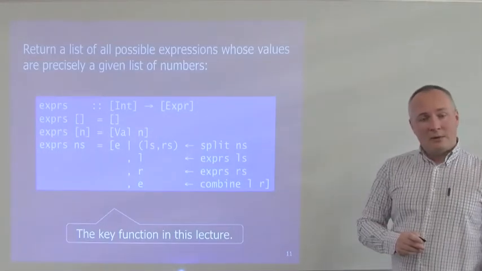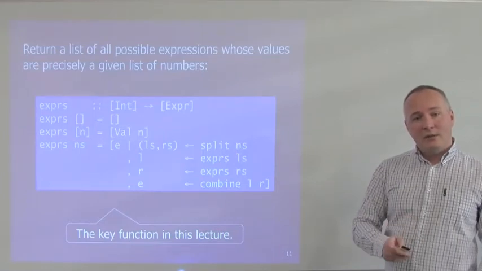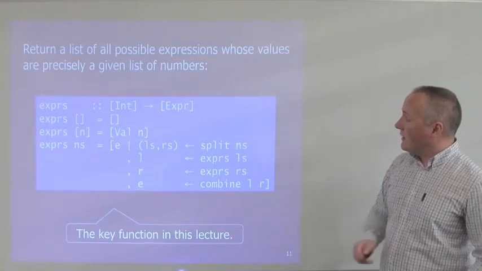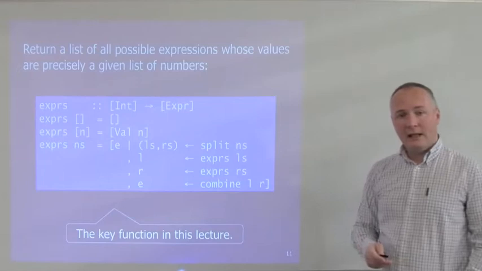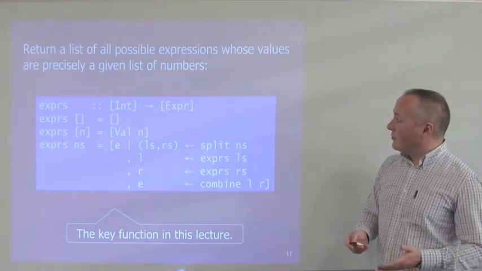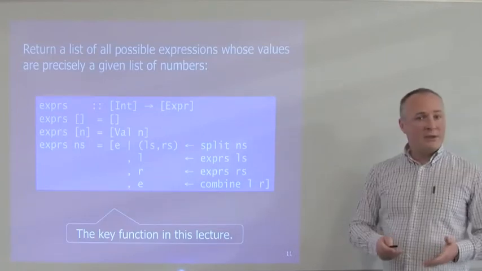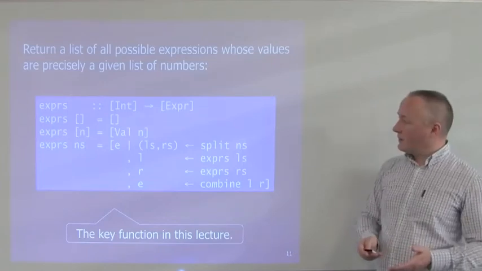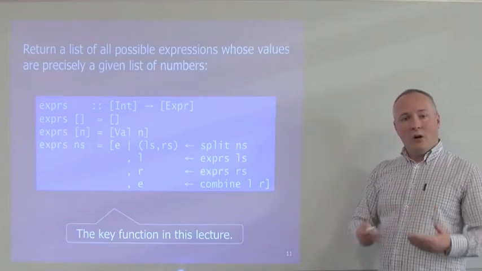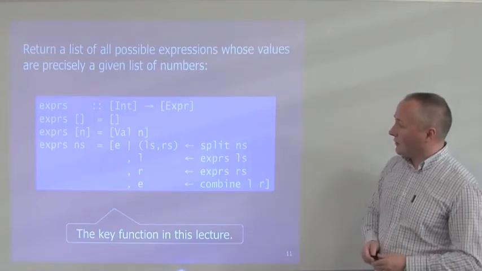This is probably the key function in the lecture. This is really the key thing which is going to make everything work fundamentally. And what this function does is you give it a list of numbers, say the 6 numbers which are given to try and solve the countdown problem, and what it will do is build you a list of all possible expressions whose values are precisely that list of numbers. So if you give it the 6 numbers that we're starting with, it will give you all possible expressions whose values are precisely those 6 numbers in that order.